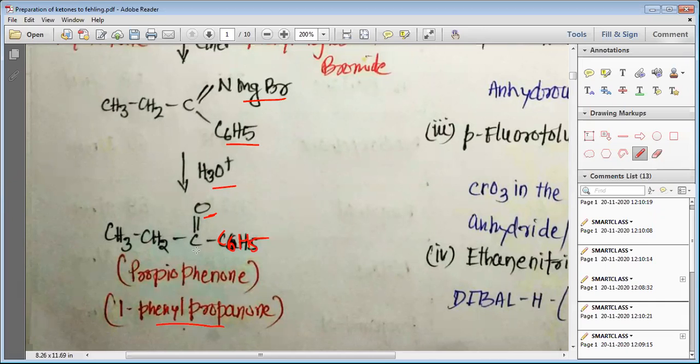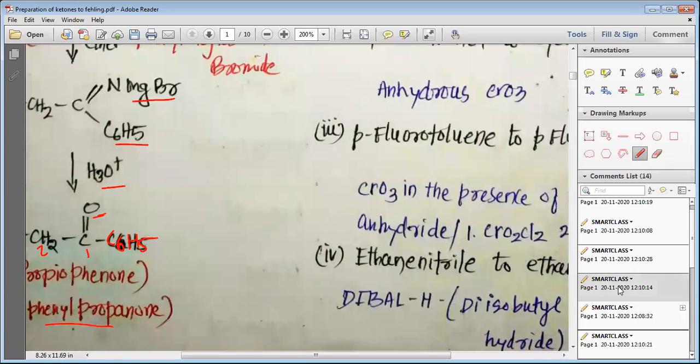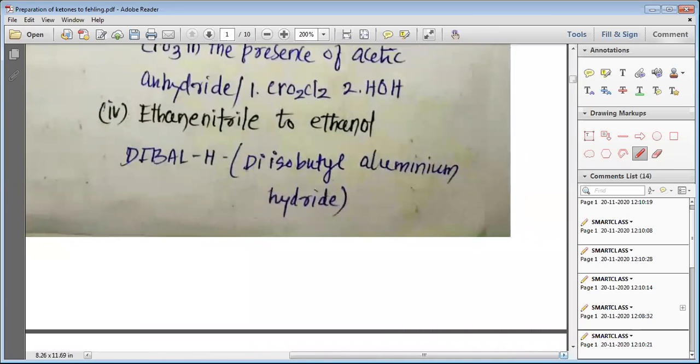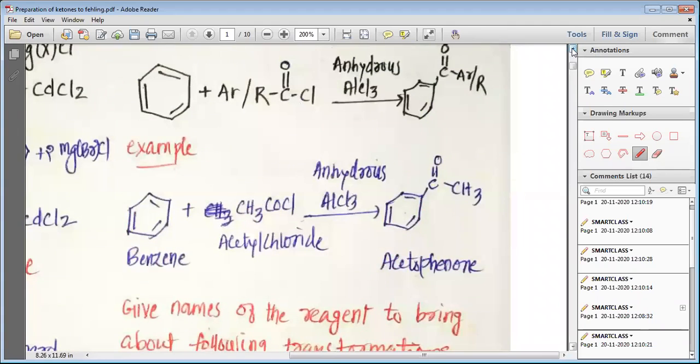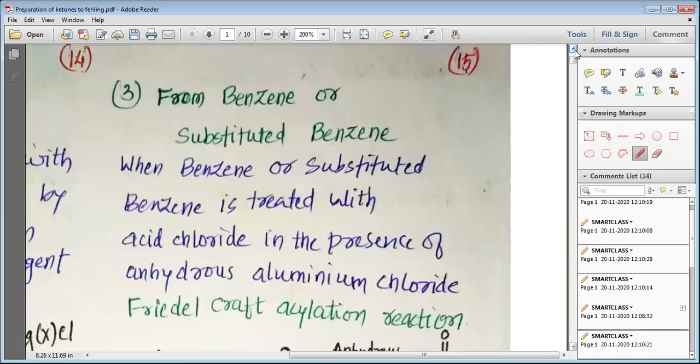Why do we call it 1-phenyl propanone? Because on the first carbon there is a phenyl group present, and that is why we call it 1-phenyl propanone. So this is how, my dear students, from the nitrile even we can easily prepare the ketone of our desire. So whatever the kind of ketone we want to prepare, according to that, we need to choose the Grignard reagent. So the way we choose the Grignard reagent, that kind of product we generally get.